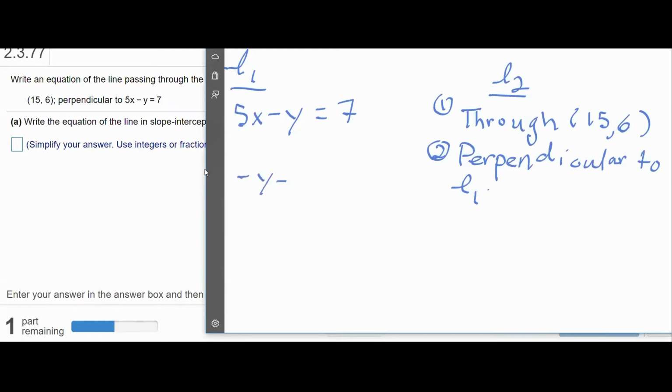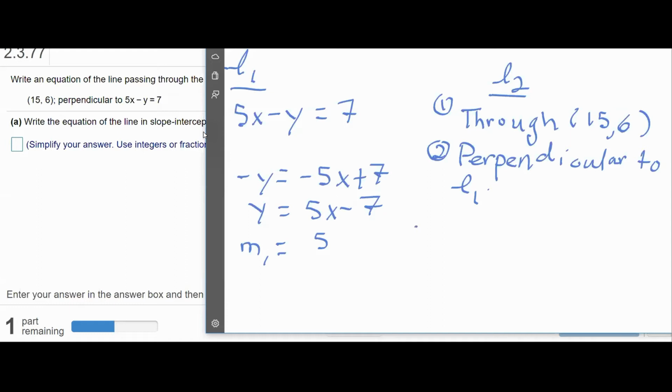If I get that in slope-intercept form by subtracting 5x, that's a plus, then I have to have a positive 1y to say that y is isolated. I'm going to divide everything, both sides, all terms, by -1, which just has the effect of changing all those signs. And that gives me the slope of the first line, which I'll just abbreviate as M1. That's 5.